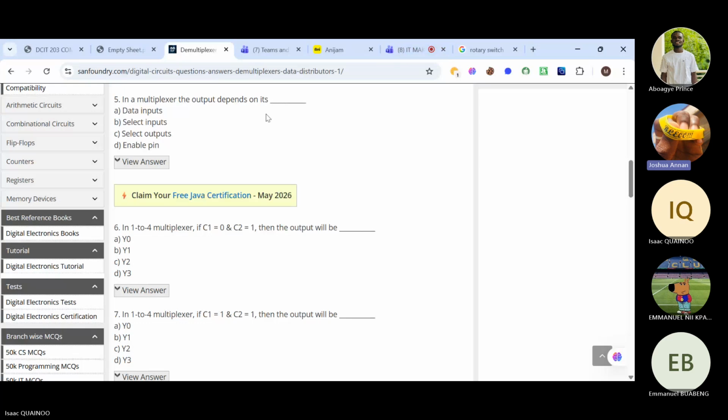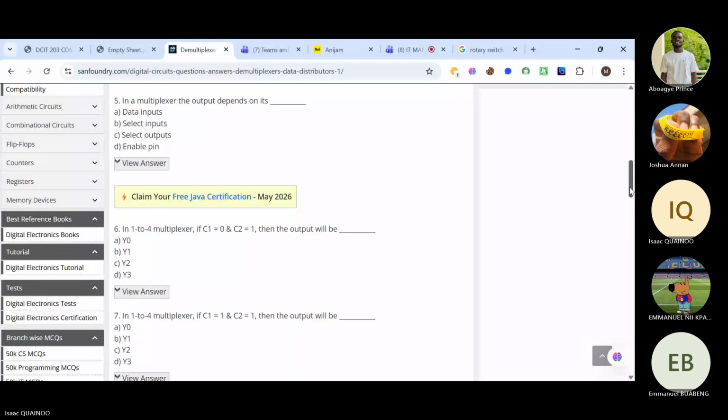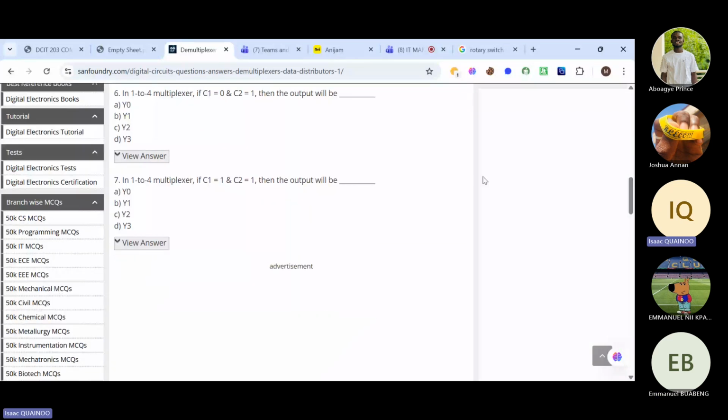Please, what question number? We're on question number 5. In a multiplexer, the output depends on it. And I think I heard someone say select inputs, so I'm just figuring out who said that. Okay, so select input is correct. Because we said that our selectors are what determine which particular output will be selected, or which output our input will be distributed to. It is our select lines which determine that.